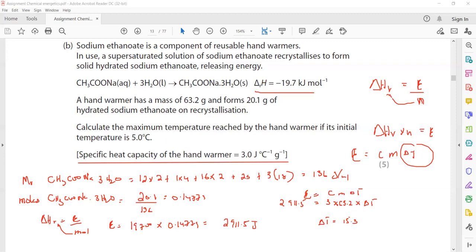Because the forward reaction is exothermic, the temperature change is T2 minus T1. The temperature change is 15.3. The final temperature we don't know, and the initial temperature was 5. This will move to the other side, so it will be 20.3 degrees centigrade. That will be the final temperature. So that's why this had 5 marks, as you have to use two different formulas.